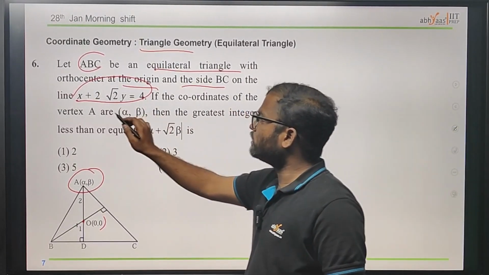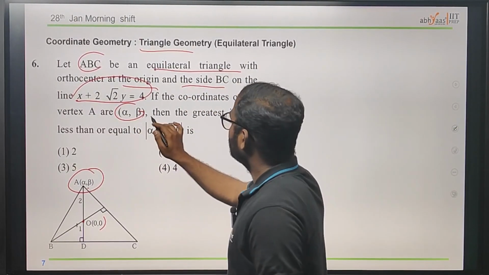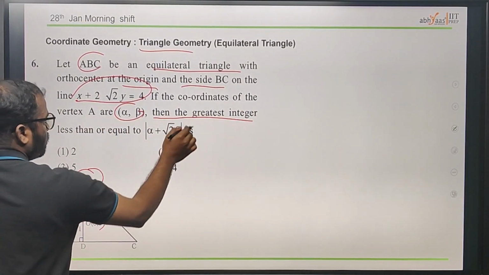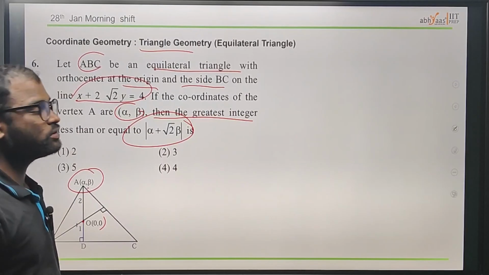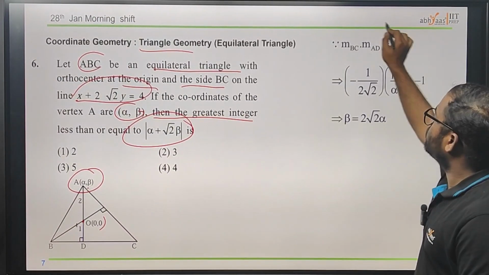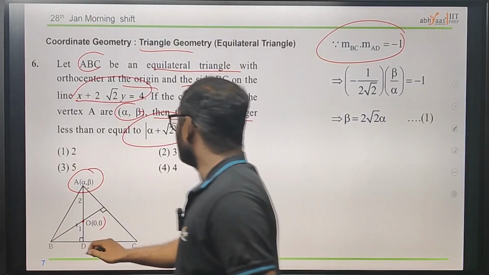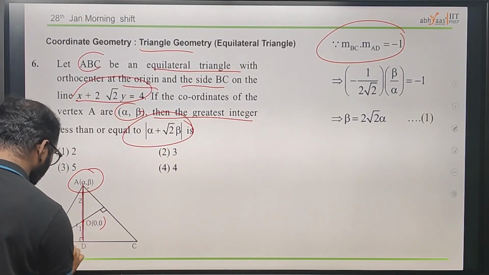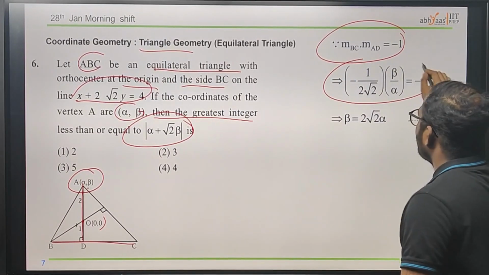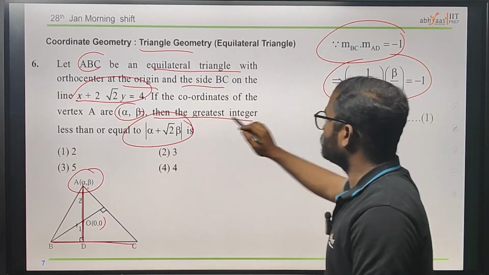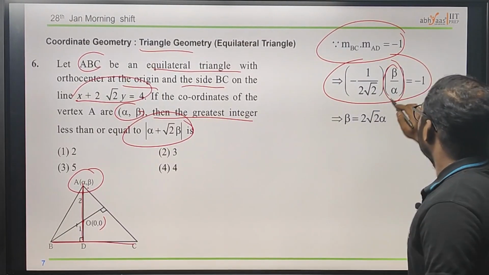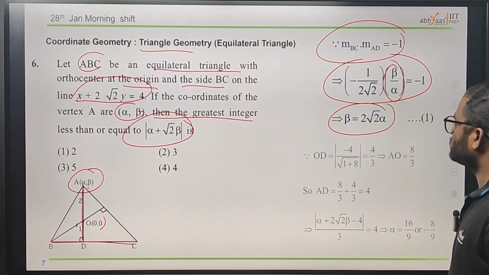If the coordinates of the vertex A are alpha comma beta, then the greatest integer less than or equal to the modulus of alpha plus 2 root 2 beta is what? They're asking this. See here, we get the slope by using the slope of BC and AD, which are perpendicular, so the product is equal to minus 1. By using this, we get beta by alpha, and now beta is equal to 2 root 2 alpha, which is the first equation.